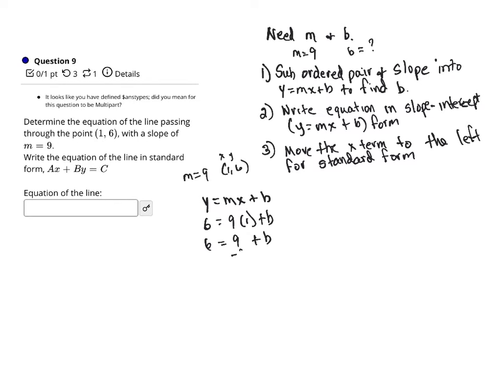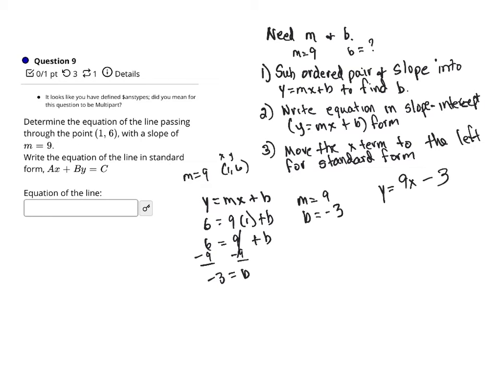We're going to move our 9 over, so subtract 9 from both sides. So that's going to give us -3 equals b. So we have our m equals 9 and our b equals -3. So we're going to write the equation in slope-intercept form, y equals 9x minus 3.